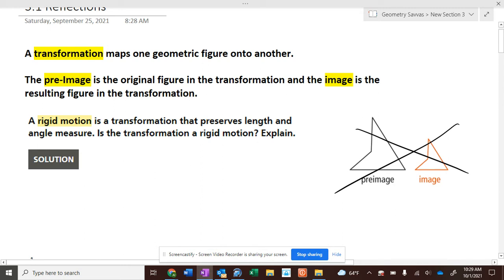What does preserves length and angle measure mean? That means they're the same length. All their lengths are the same, and all their angles are the same. So it has to be the same size? Same size. It has to be the same size. They have to be congruent. Same size. Okay.